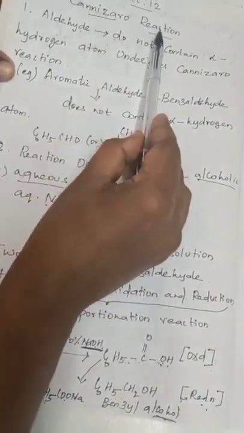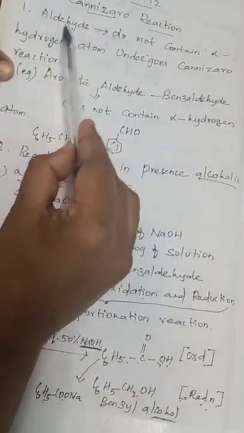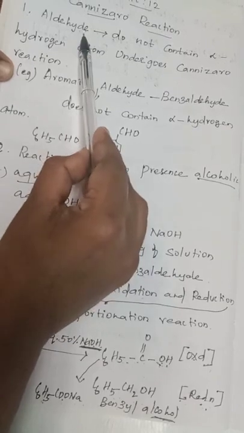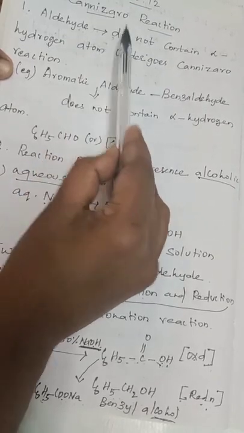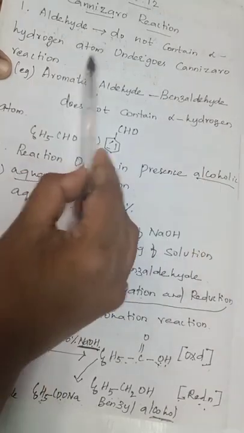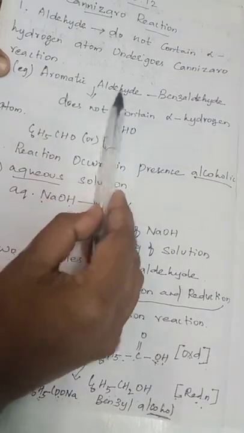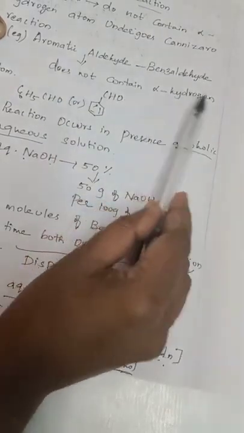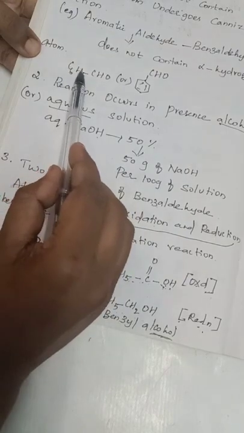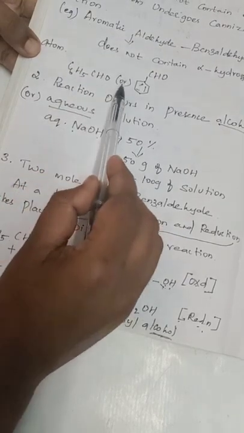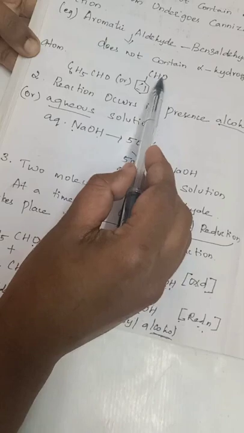The Cannizzaro reaction is carried out using an aldehyde as an example, an aldehyde which does not contain an alpha hydrogen atom. A best example for the Cannizzaro reaction is an aromatic aldehyde. So here we are using benzaldehyde as an example. Benzaldehyde does not contain an alpha hydrogen atom. The formula for benzaldehyde is C6H5CHO, or a benzene ring with CHO.